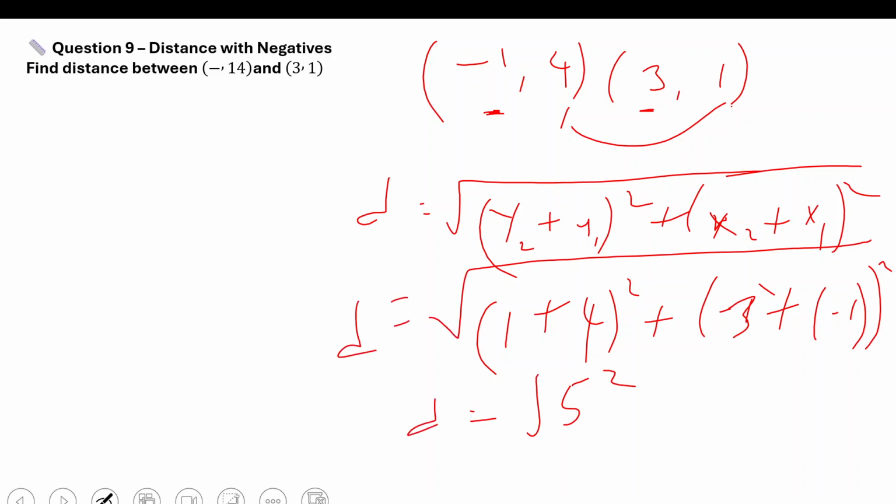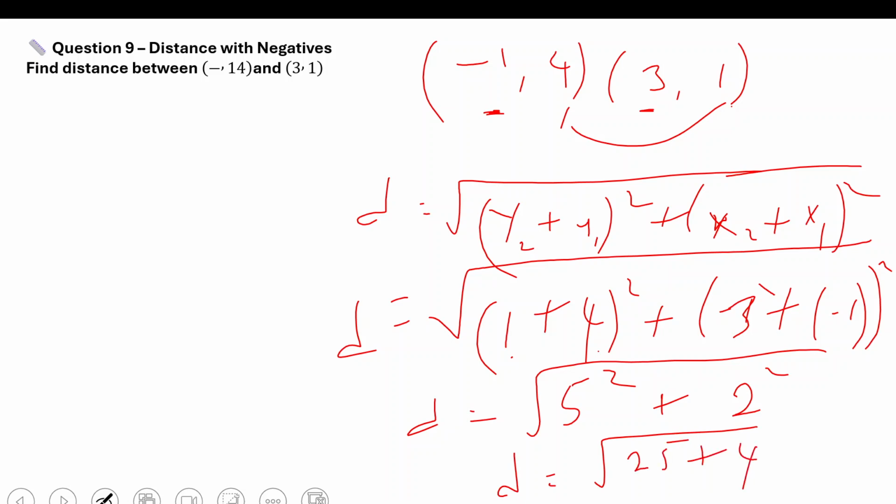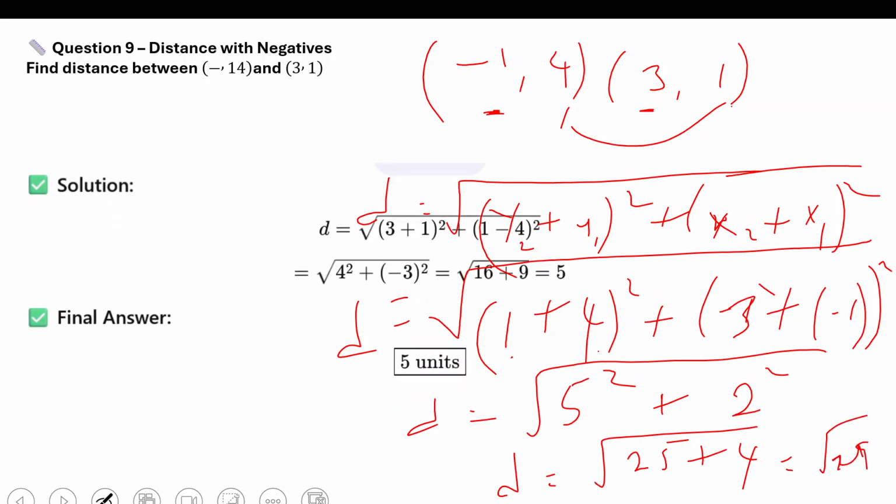D is equals to square root again. So 1 plus 4 is 5 all square plus 3 plus -1 is same thing as saying 3 minus 1, which is 2. 2 all square, right? So D is equals to square root of 25 plus 4, which is root 29. So the distance between the two of them is root 29. Okay, there's a little bit of a mistake here.